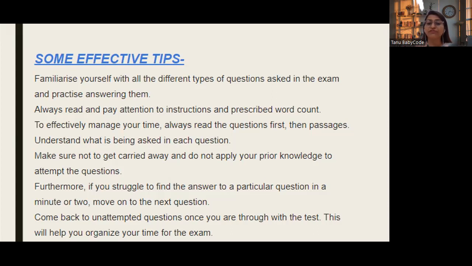Furthermore, if you struggle to find the answer to a particular question in a minute or two, move on to the next question. Do not struggle with that one question you are stuck at. It will be very time consuming. Come back to unattempted questions once you are through with the test. This will help you organize your time for the exam, right? So it's very important that you organize your time, and you can come back to the unattempted questions afterwards, right?